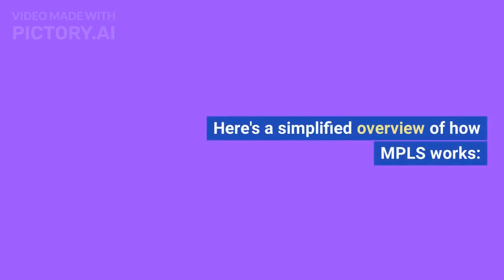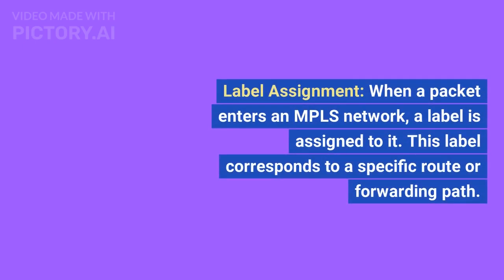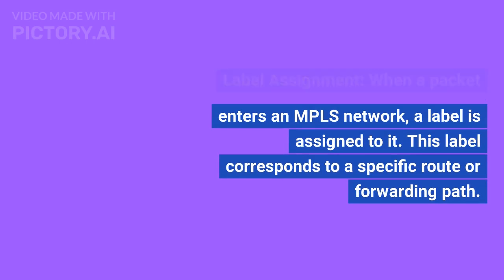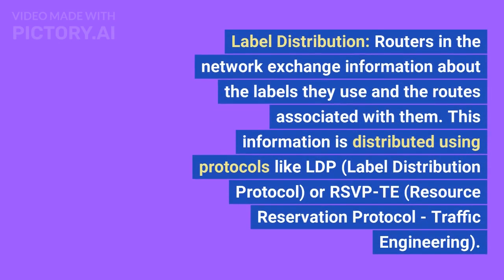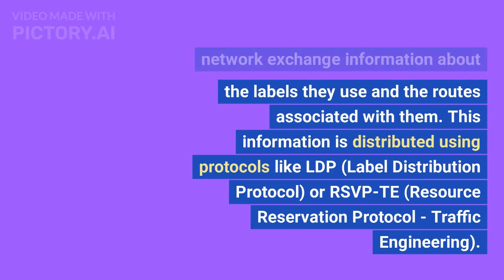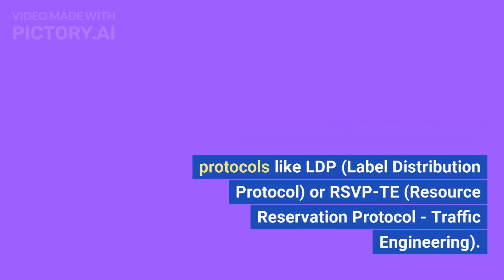Here's a simplified overview of how MPLS works. Label assignment. When a packet enters an MPLS network, a label is assigned to it. This label corresponds to a specific route or forwarding path. Label distribution. Routers in the network exchange information about the labels they use and the routes associated with them. This information is distributed using protocols like LDP, Label Distribution Protocol, or RSVP, Resource Reservation Protocol.